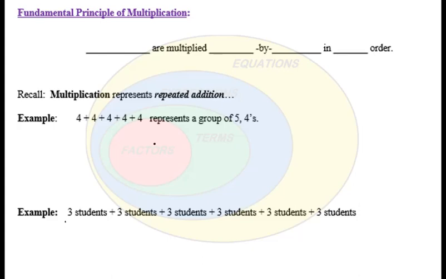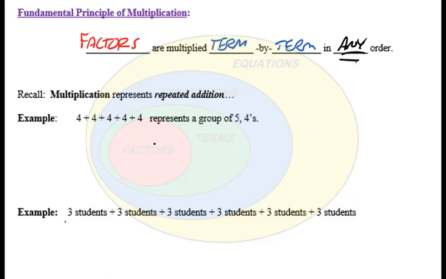All right, the second fundamental principle of mathematics is the fundamental principle of multiplication. It states that factors are multiplied term by term in any order.